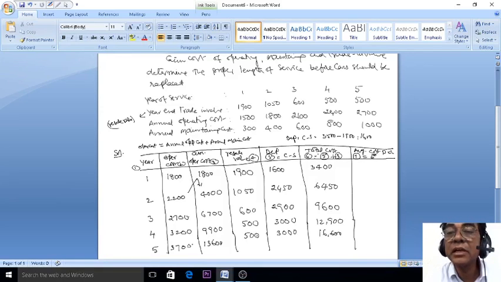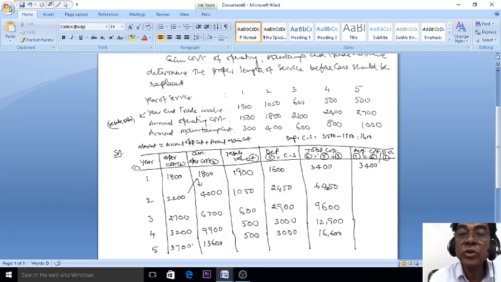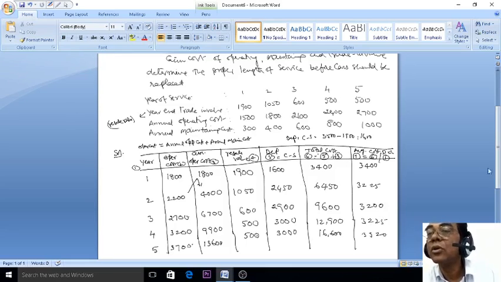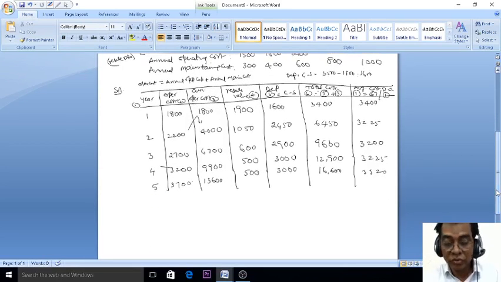So come to the 7th column. The 7th column is nothing but the 6th column divided by the 1st column value. 3400 divided by 1, 3400. 6450 divided by 2, 3225. 9600 divided by 3, 3200. Then 3225, and 3320.